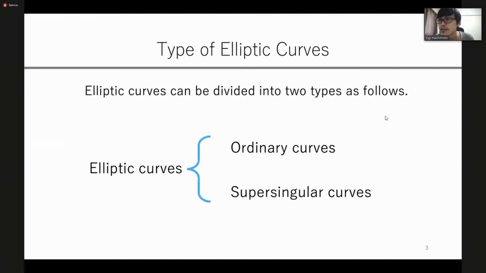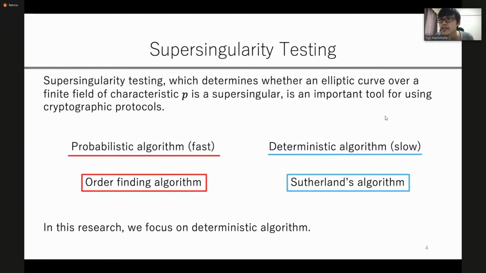Elliptic curves can be divided into ordinary curves and supersingular curves. Supersingularity testing, which determines whether an elliptic curve over a finite field of characteristic p is supersingular, is an important tool for using cryptographic protocols. There are two types of supersingularity testing algorithms: probabilistic algorithms and deterministic algorithms.